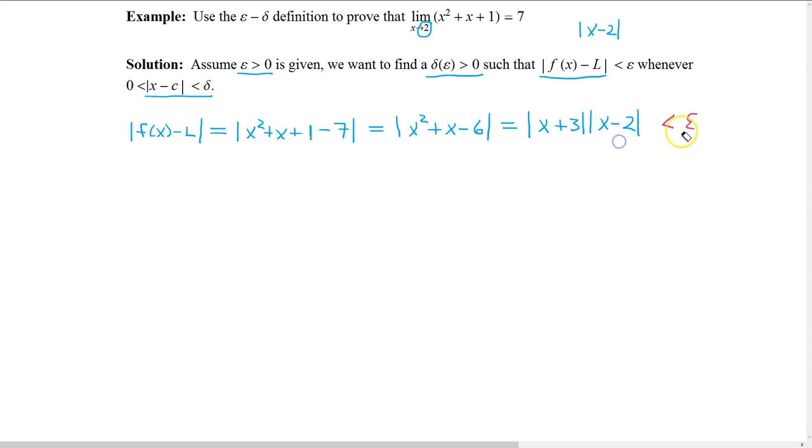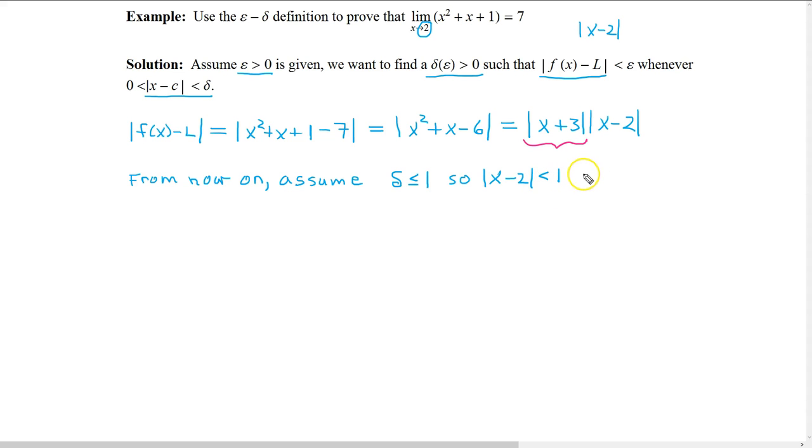And so here's what we're going to do. We need to get rid of this term right here, the x plus 3. So we're going to say from now on, we're always going to assume that the delta is always chosen less than or equal to 1. In which case then, x minus 2 will always be less than 1 because we always set this less than our delta.